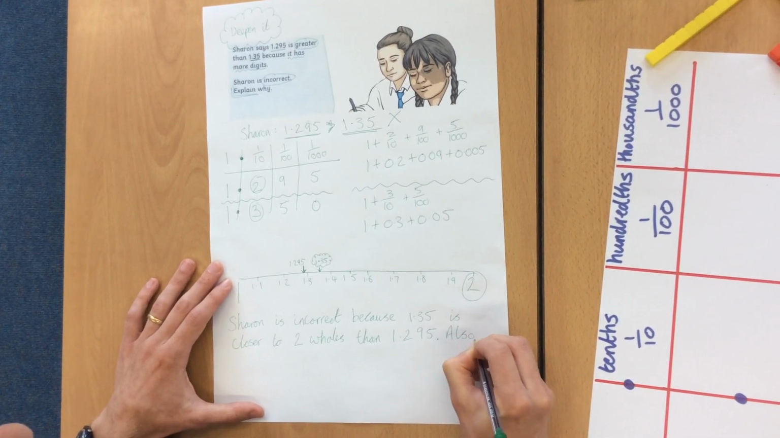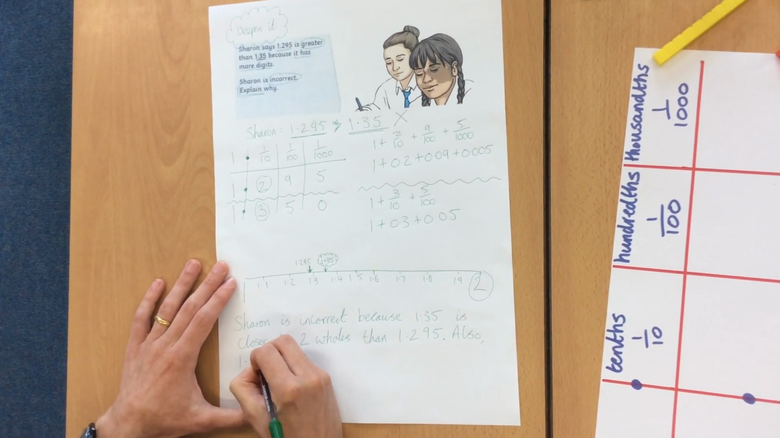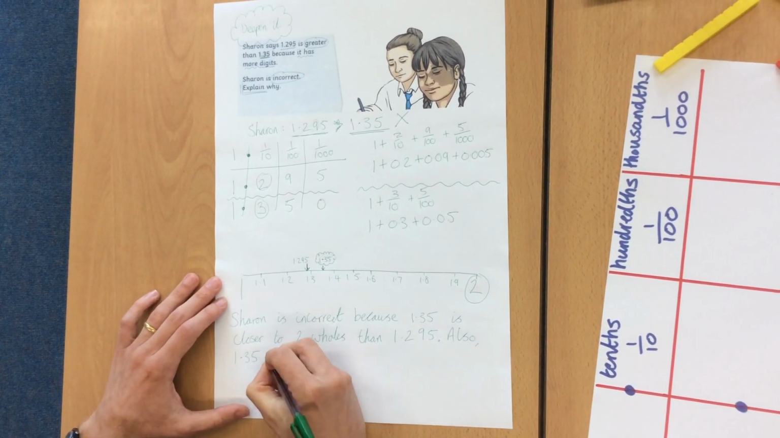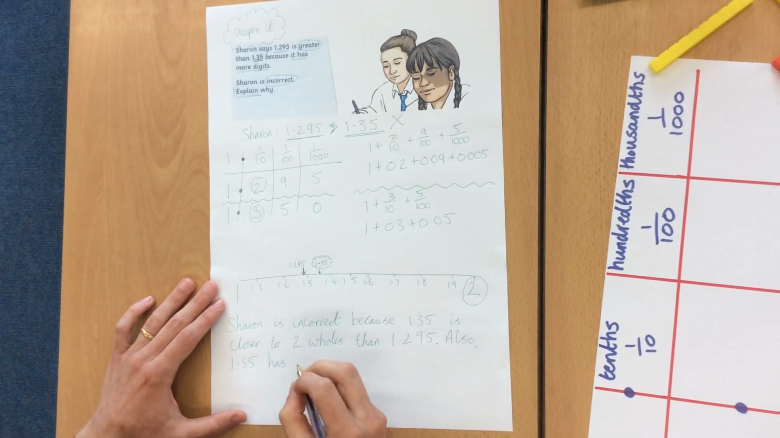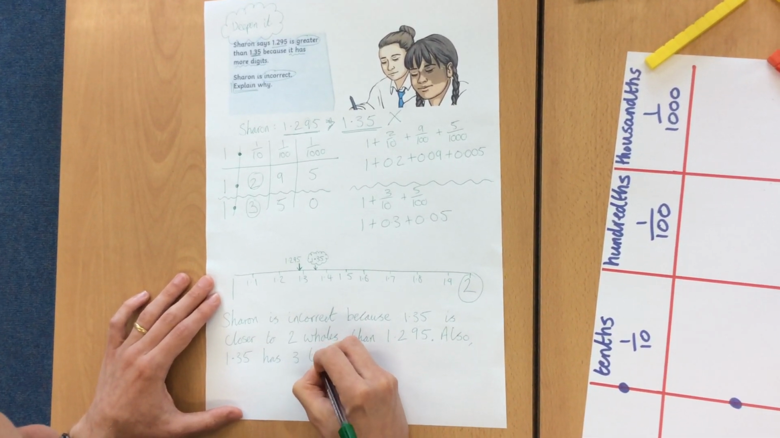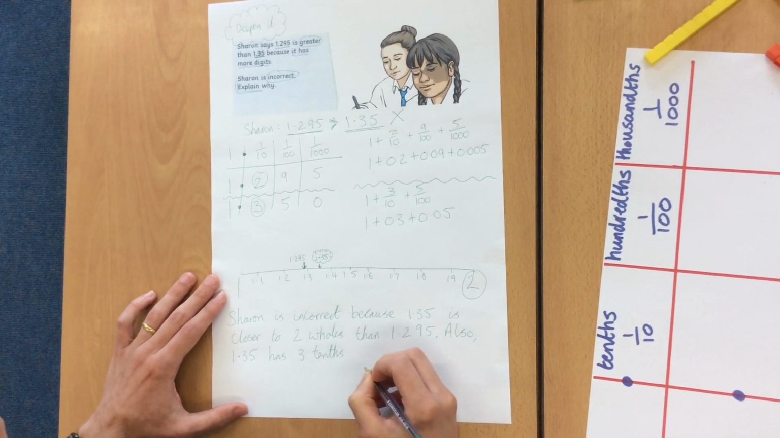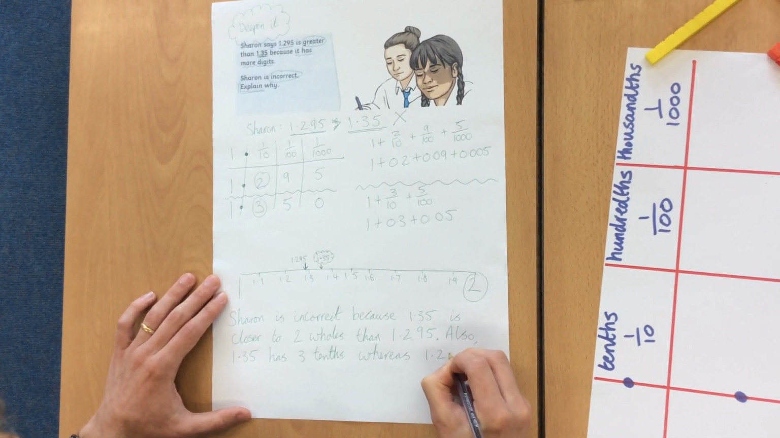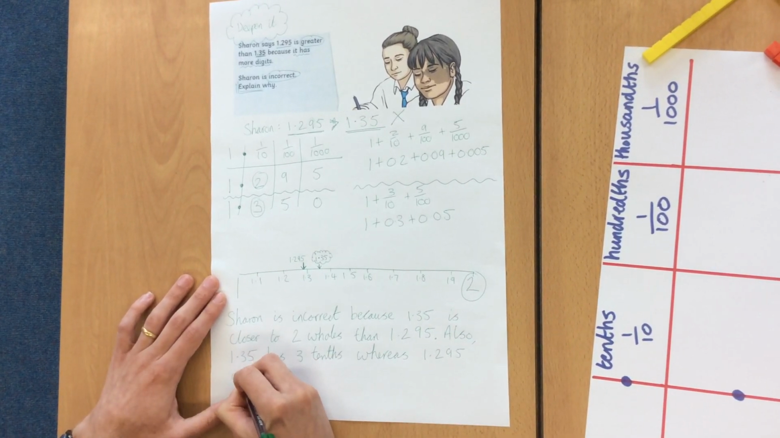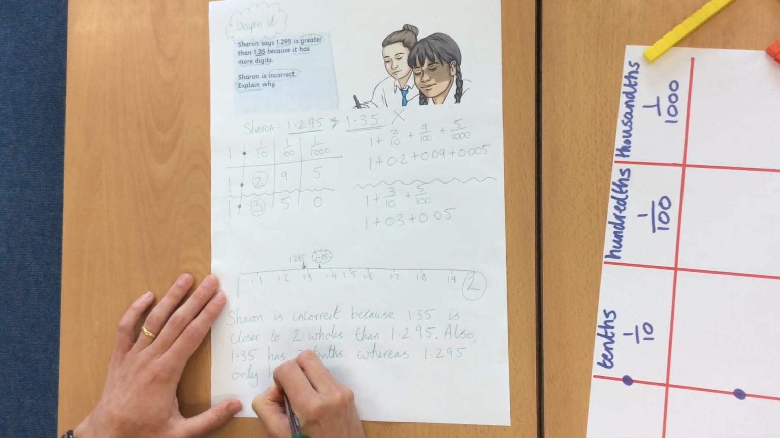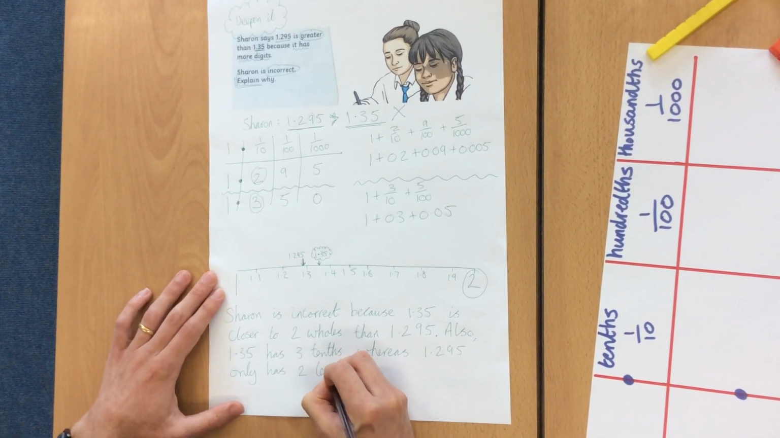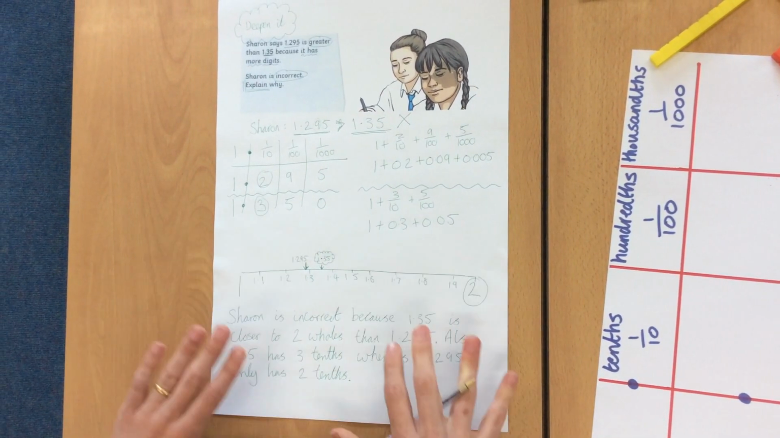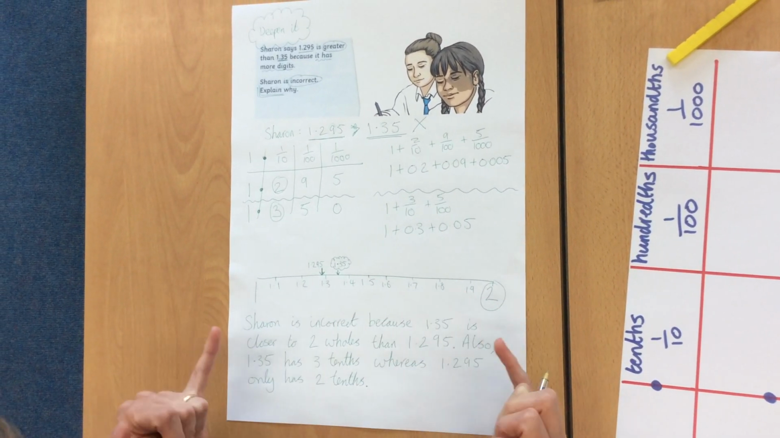Also, 1.35, so I've looked at my number line now, I want to go back to my place value chart. 1.35 has how many tenths, do you remember? That's right, 3 tenths. Whereas 1.295 only has 2 tenths. So we are happy with this now. We've got our explanation, and that's what the question is actually wanting us to do.